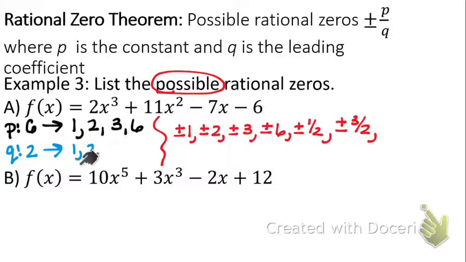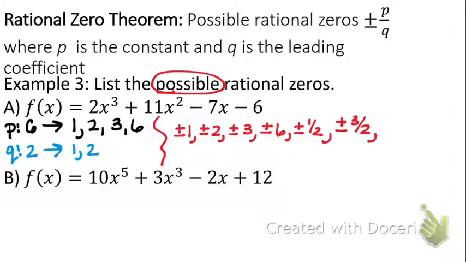But what about 6 divided by 2? What's 6 divided by 2? And we already have that. So this will be my list of possible roots. And that's all of them. You do not repeat. All right, let's go ahead and do this last one, B, together.